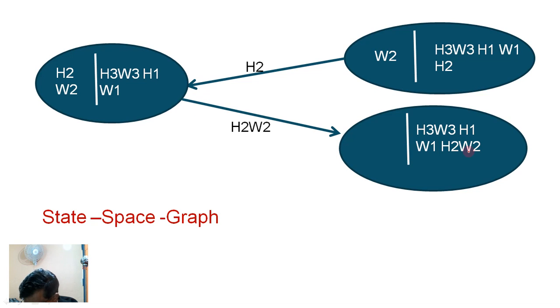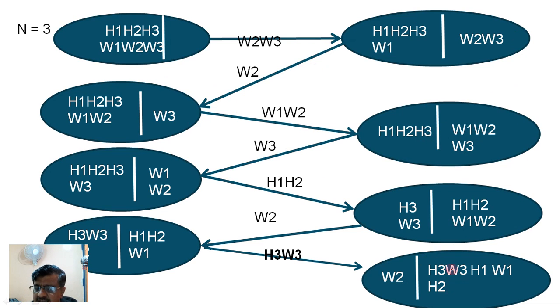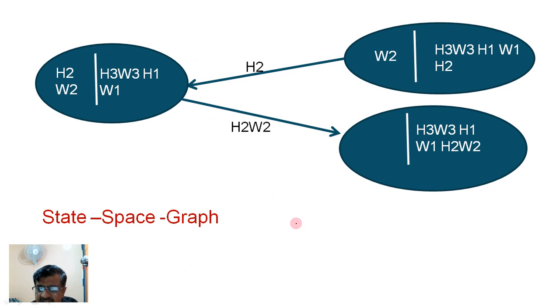So counting the states, there are 10 states and 9 edges.